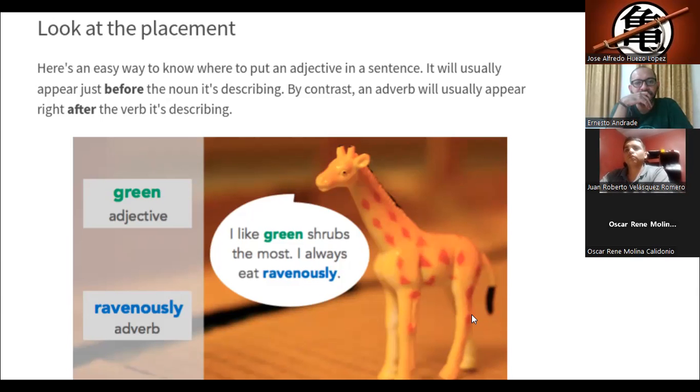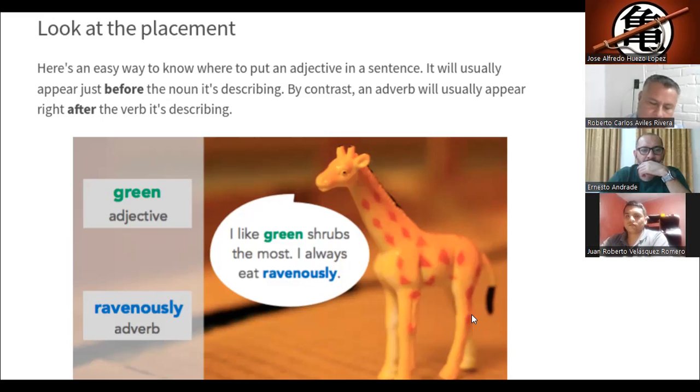So we have a sentence here with both an adjective and an adverb. For example, I like green shrubs the most. I always eat ravenously. So look at that. Green is an adjective and is before shrubs, that is the noun that the adjective is describing. So question, what is shrubs? Arbustos. Very good. And the other sentence says, I always eat ravenously. What is ravenously? Vengativamente? Not in this case. It's going to be vorazmente. Okay.